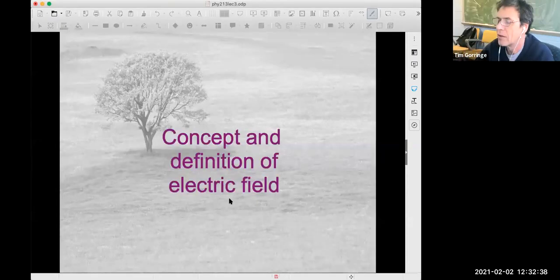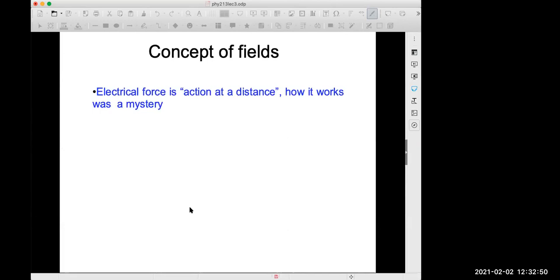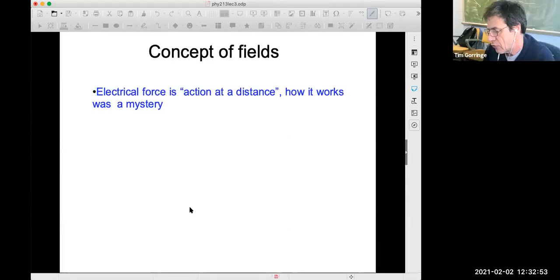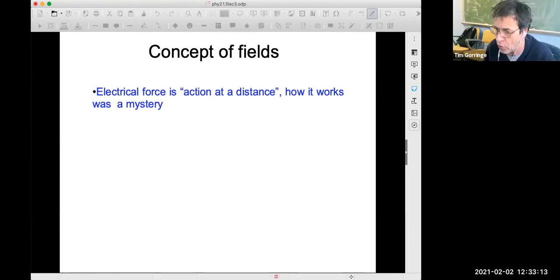So let's start with the idea, the concept of the electrical field, and then a precise definition of the electrical field. The electrical force, when it was first understood, had a real mystery associated with it. The mystery was that it was a force between electrical charges at some distance. The mystery was this action at a distance between separated charges.